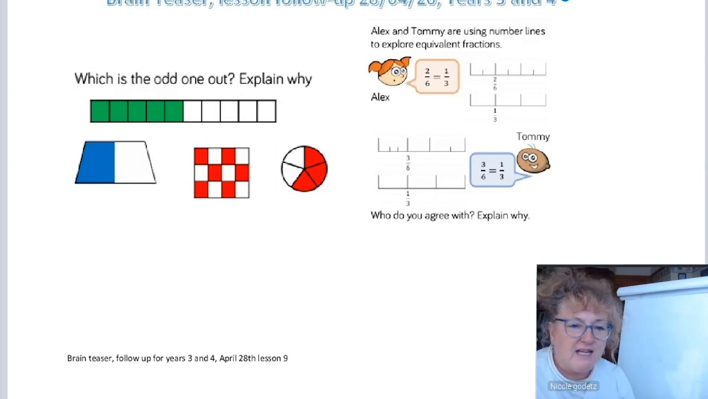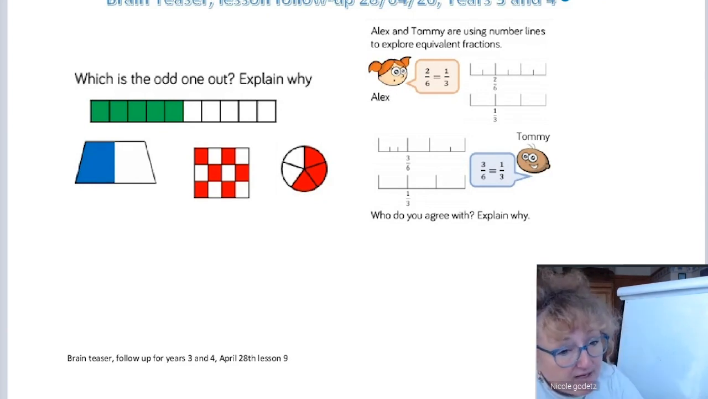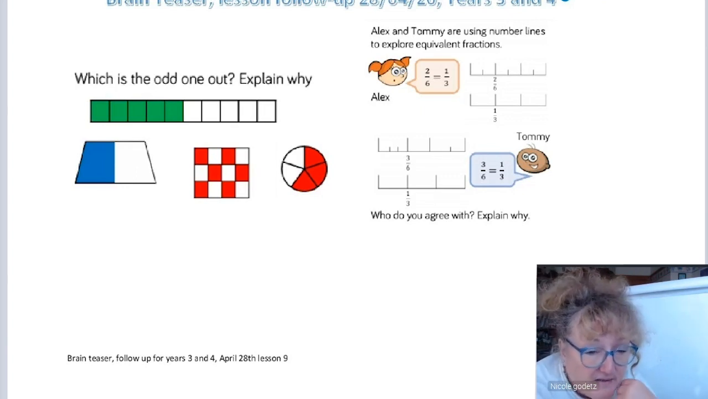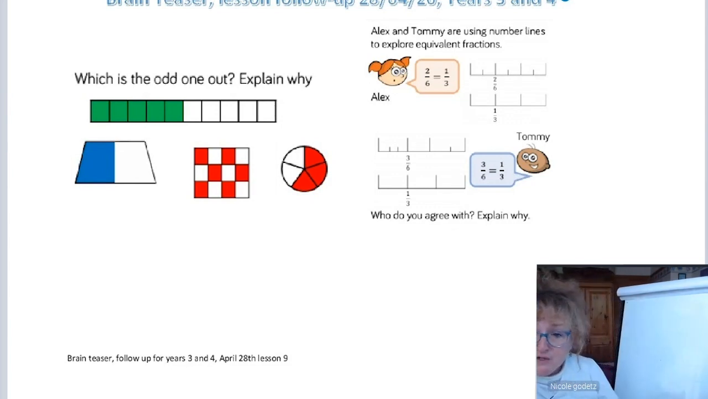So we've got fractions here. We've got a rod of 10 with 5 colored in green. We've got a trapezium with half colored in blue. We've got a rectangle of 12 squares and 6 of them are shaded in red. And we've got a circle that's been divided into 5 segments and 3 of them are colored. So which is the odd one out and why?